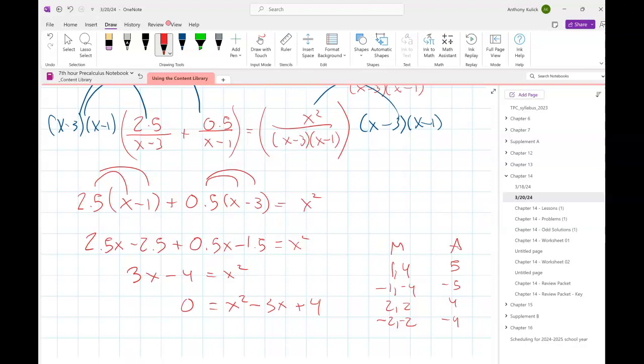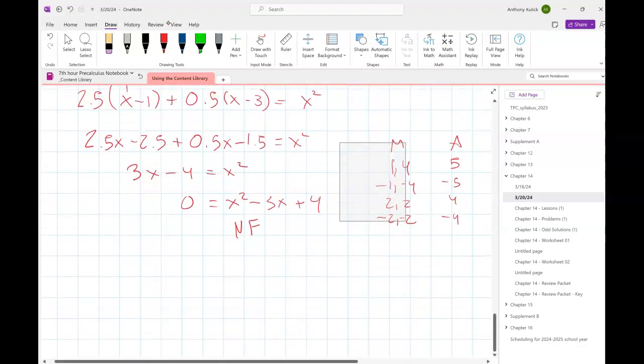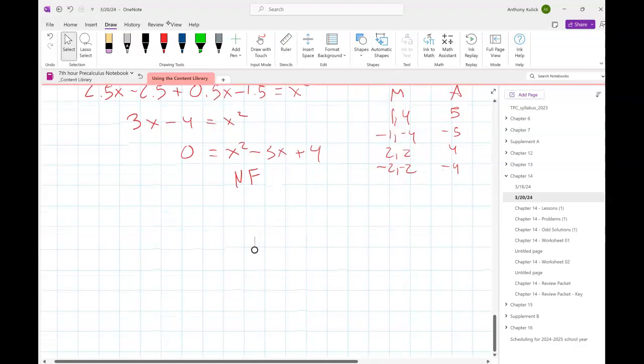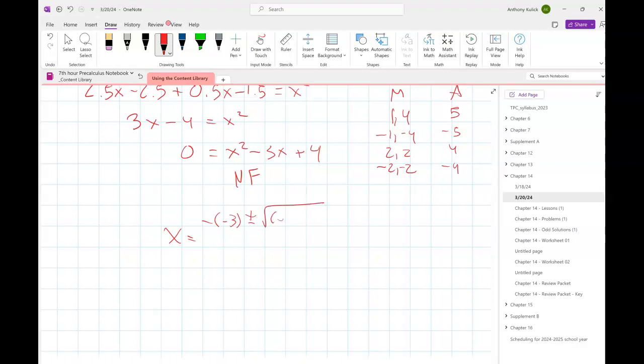What does this tell me? Can I factor this? No! Oh, man. What do I do if it's not factorable? Yeah, the quadratic formula is what I have to do. All right, let's see. What do I get? Negative of -3 is 3, plus or minus. -3 squared is 9. -4 times 1 times 4 is -16. 9 minus 16 is -7.